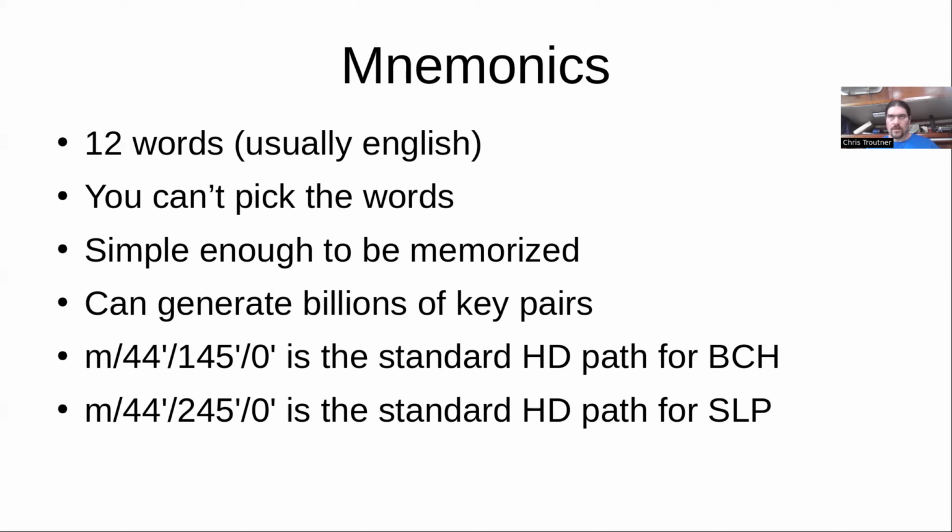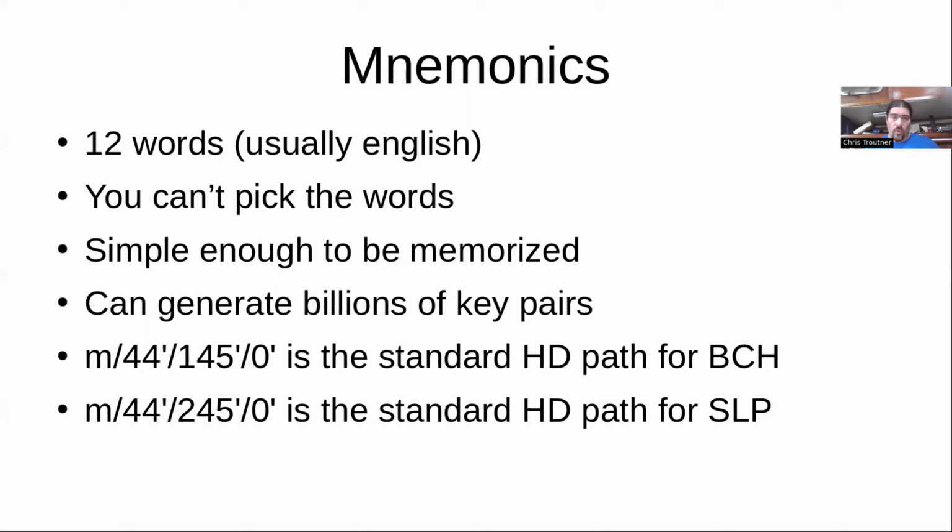And also, a mnemonic is part of a bigger concept called an HD wallet, or a hierarchical deterministic wallet, and it can generate billions of key pairs. And yet it's simple enough to be memorized. So if memorization is something you want to use, you can look at the library of words and pick 12 that you like and think you can remember. Although that's a little less secure than just generating them randomly.